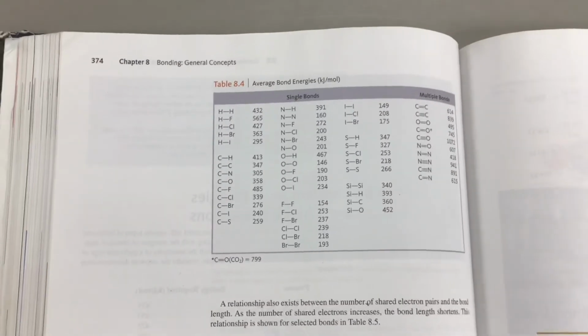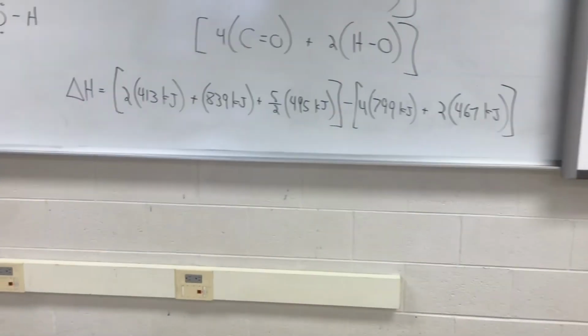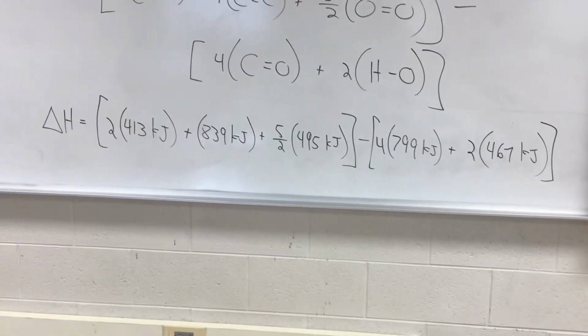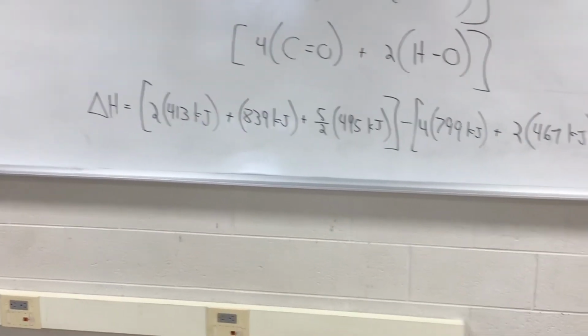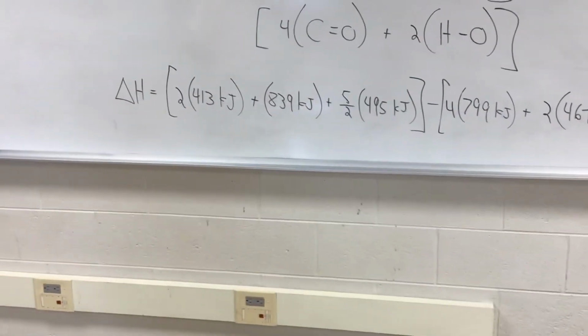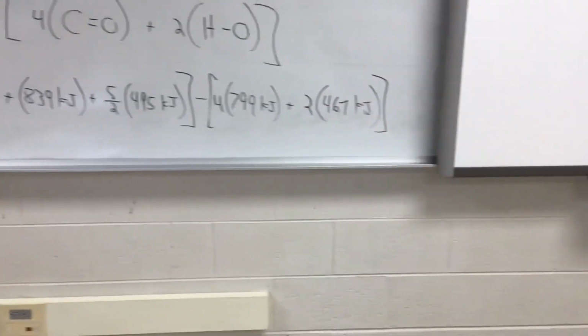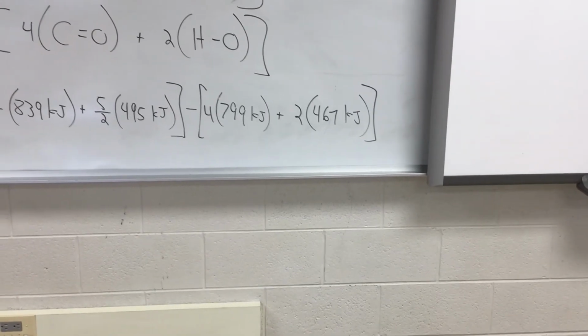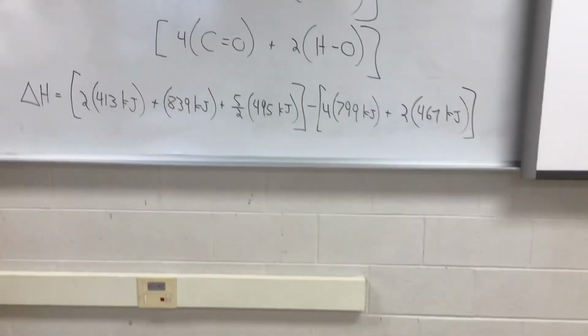Okay, awesome. We've got our numbers plugged in. So now we just calculate that out. We break all those bonds at the beginning, form all those bonds at the end. That much energy is taken in to break the bonds, that much energy is given off when the bonds form. And the overall delta H.